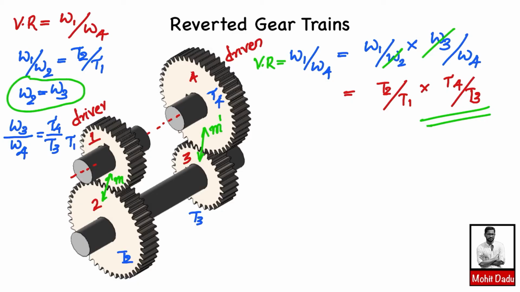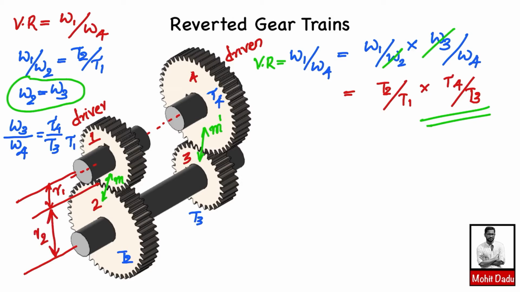Here one more parameter I will show. Shafts 1 and 2 have a center to center distance that you can evaluate, and that will be the sum of the radius of gear 1 and the radius of gear 2.